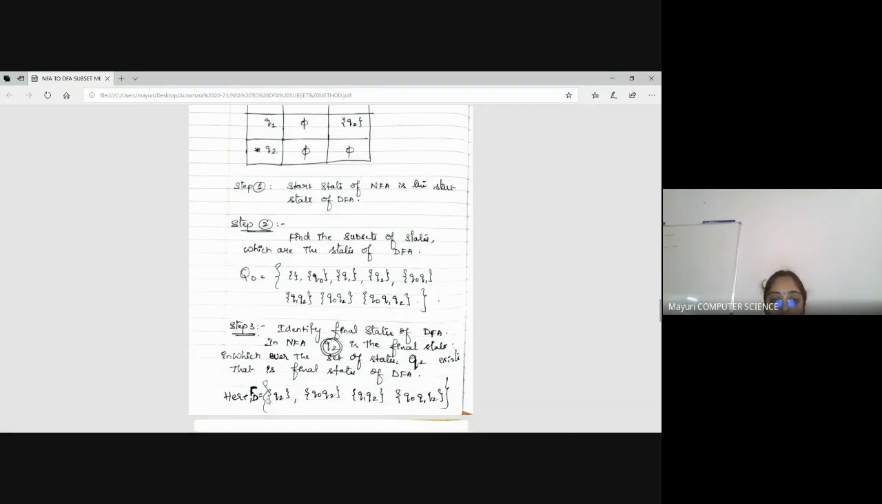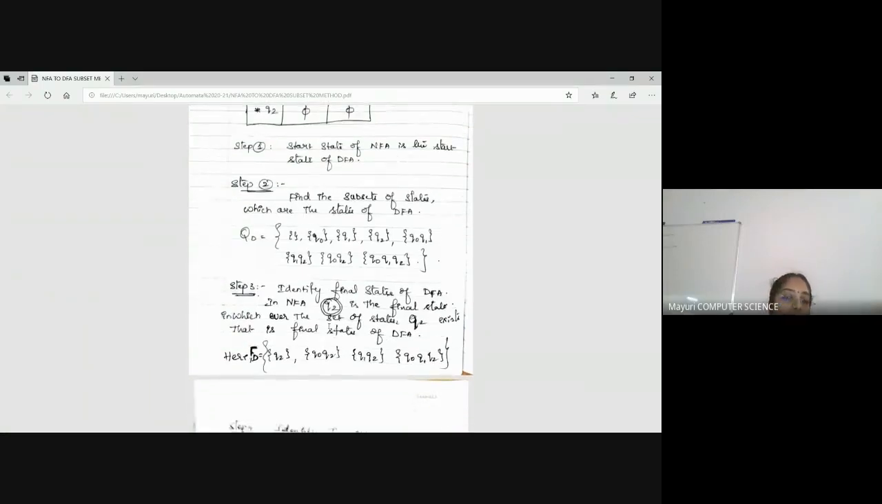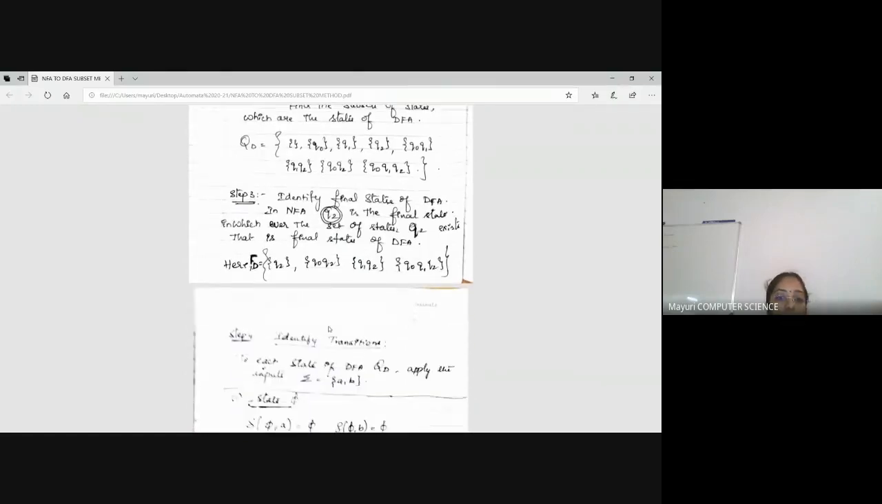I have listed down FD, the final states of the DFA. So you know how to identify the start state, you know how to construct the number of states in the DFSM, and you know how to identify the final states now. In between, if you have any doubts, please raise your voice. Don't keep the doubts with you.